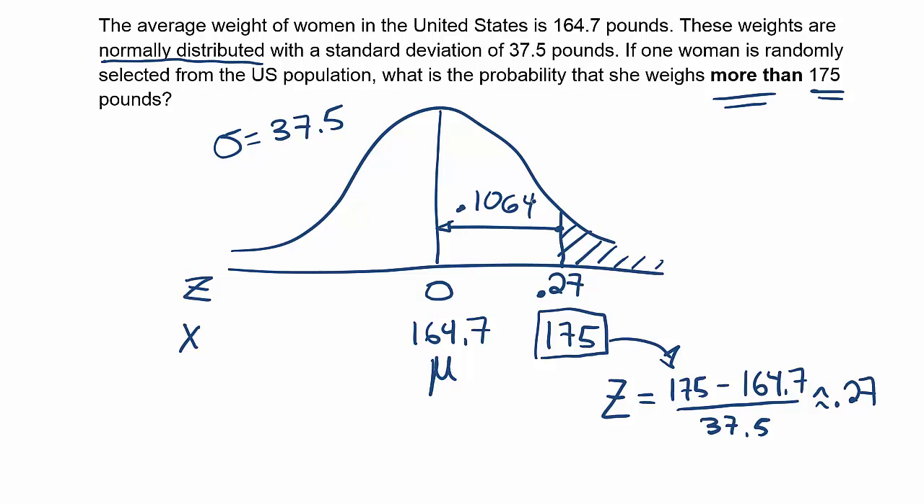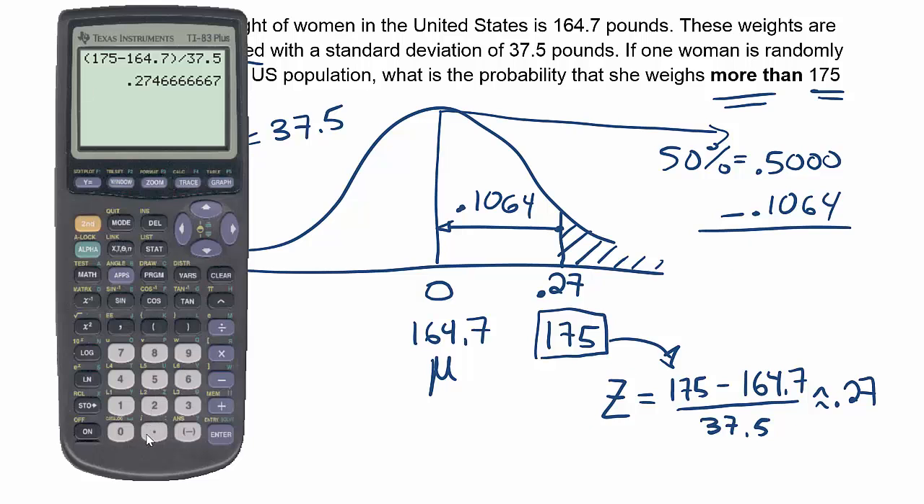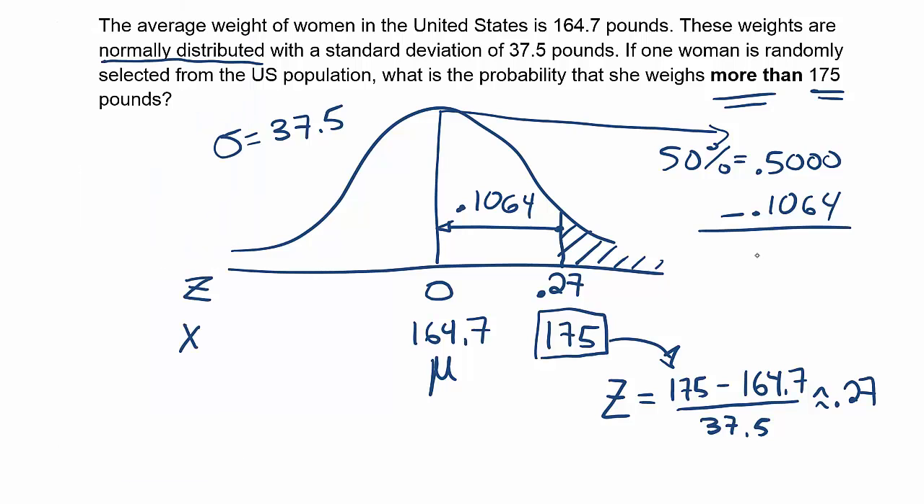To get the area I'm looking for, I have to say, okay, the whole half of the curve is 50%, which as a decimal is 0.5 or 0.500. And then I'm going to subtract off the part that I know, which is the part that's not shaded, 0.1064. And so the leftover amount will be the answer I'm looking for. So we finish this up by just saying 0.5 minus 0.1064. And then we get the answer 0.3936.